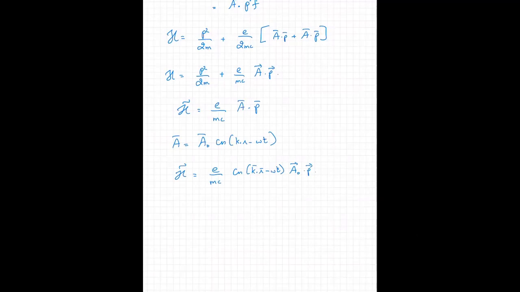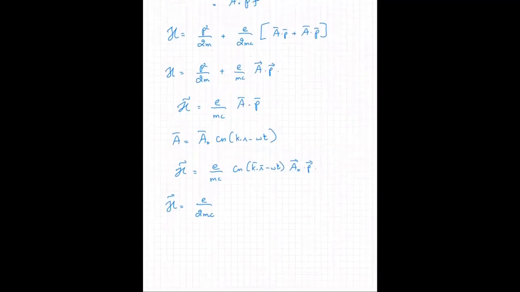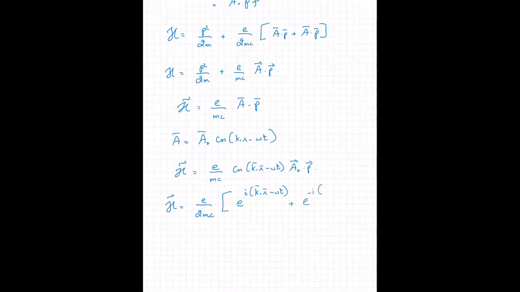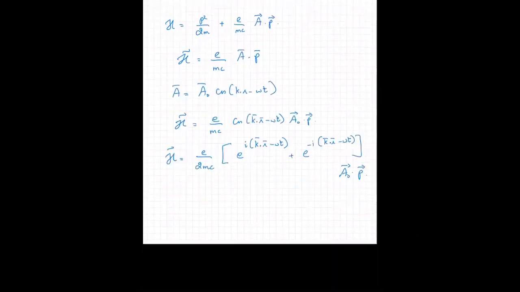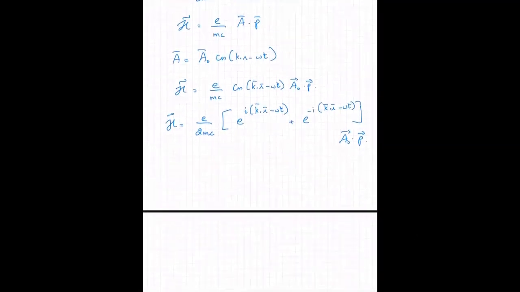Okay. I can further write this as e over 2mc. I can write cosine theta as (e to the i theta plus e to the minus i theta) over 2. So that's how this factor of 2 comes in. This is e to the i (k dot r minus omega t) plus e to the minus i (k dot r minus omega t), times A0 dot p. Okay. So remember that the time dependence of the first piece is e to the minus i omega t, and the time dependence of the second piece is e to the i omega t.